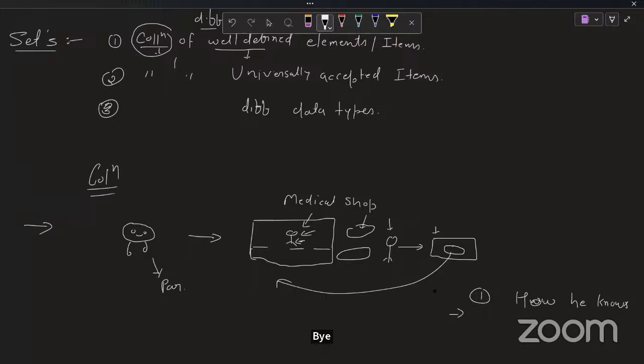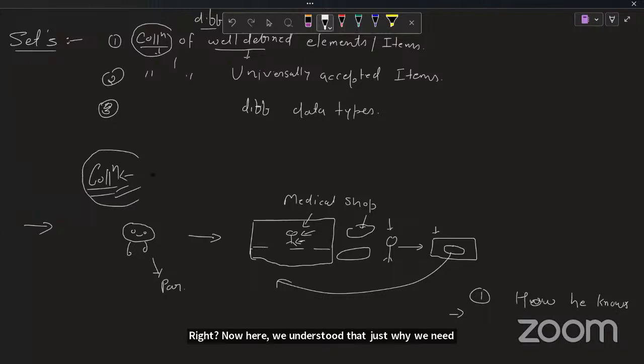So why do we need this collection? Because whenever in future we need that kind of collection, we can directly go to that particular place, go to that particular collection and take some elements or items from that collection, and use them according to my need. Right? Now here we understood why we need this collection, right?